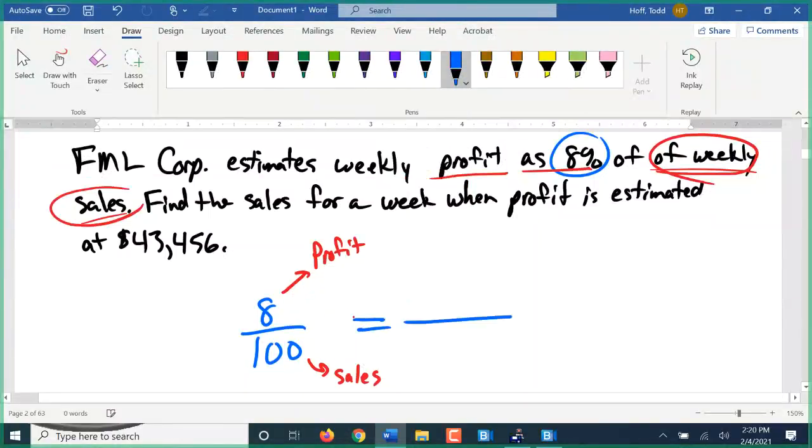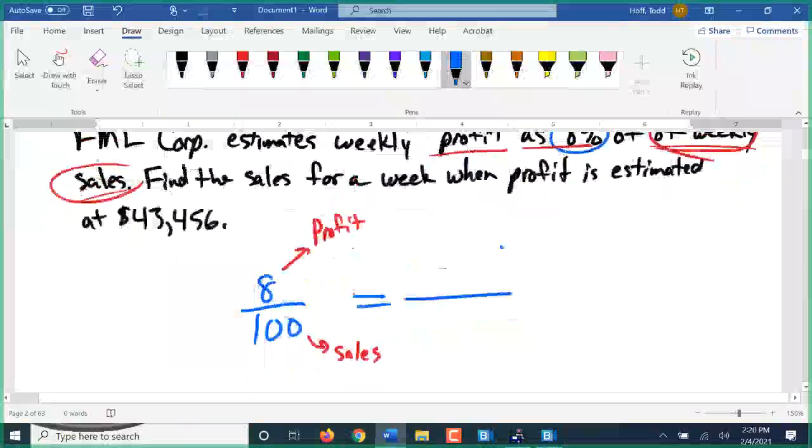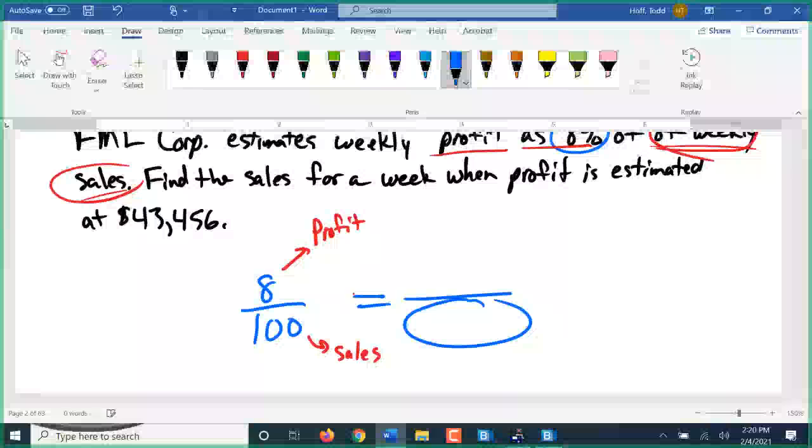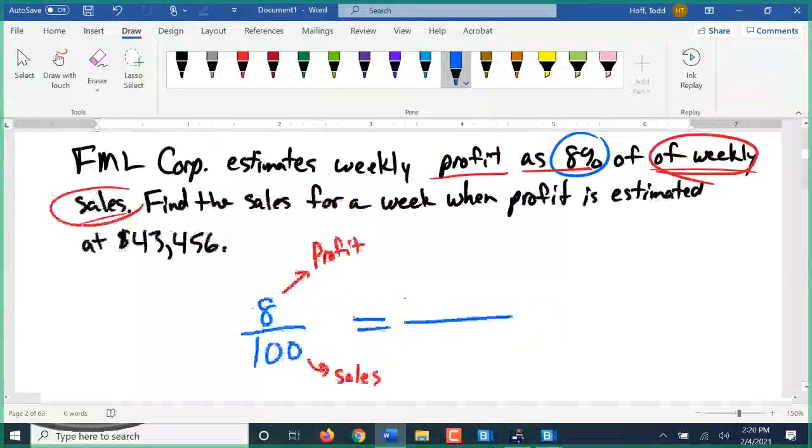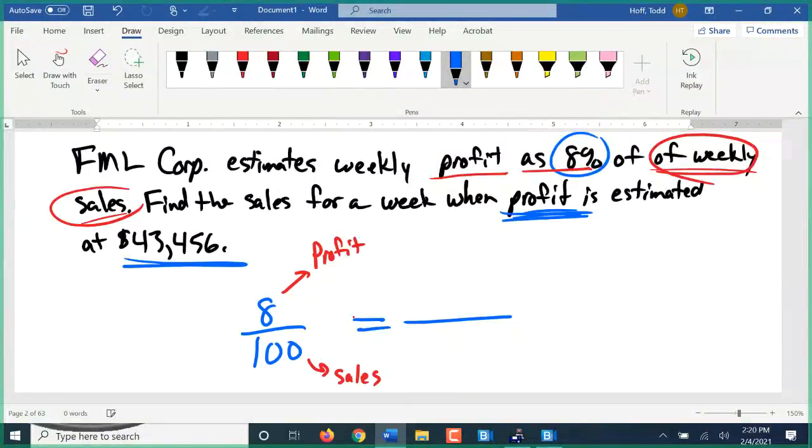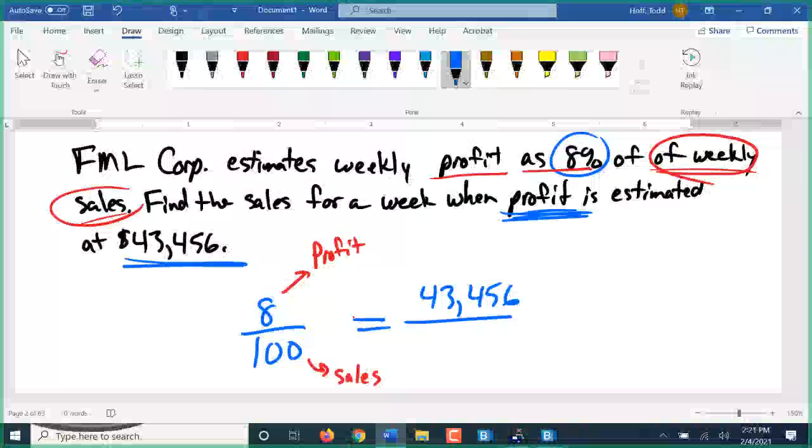So when I go to set up the other side of this proportion, if I put a number up here, it has to represent profits. If I put a number down here, it has to represent sales. So we look for the other number in the problem, which is the 43,456. That represents profit, the estimate of profit. And that's 43,456. So really, you don't have to memorize the form of the proportion here. You just have to match up things that describe the same thing.